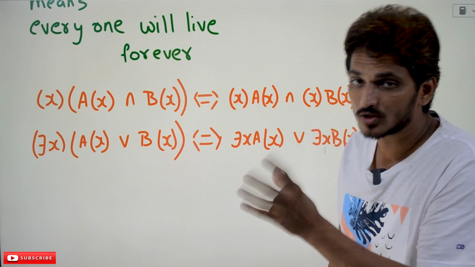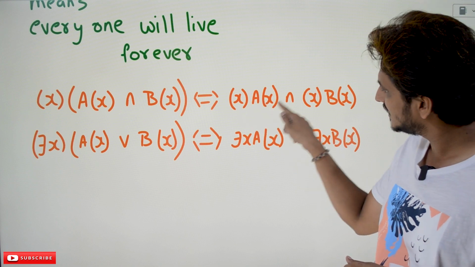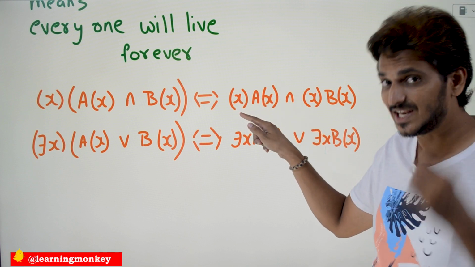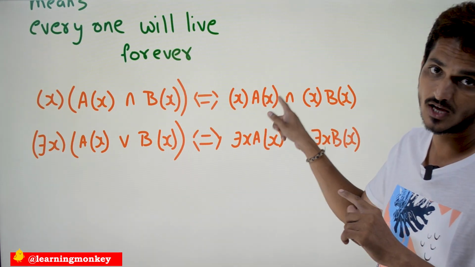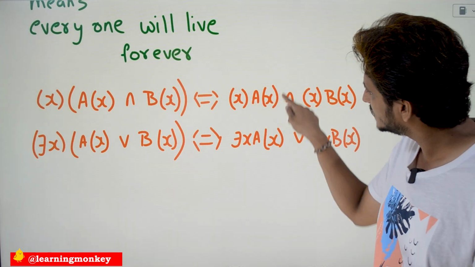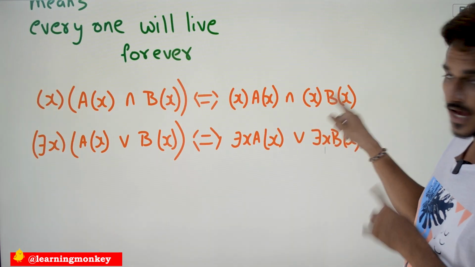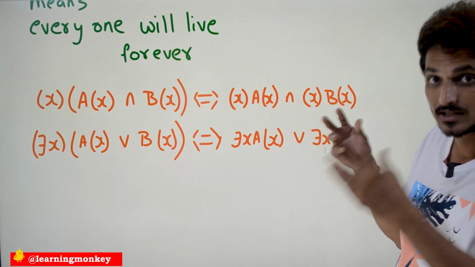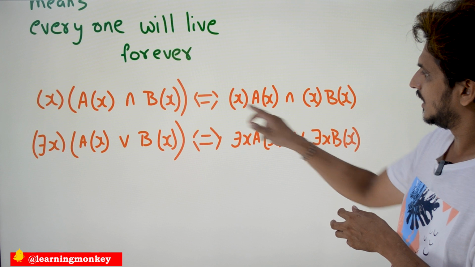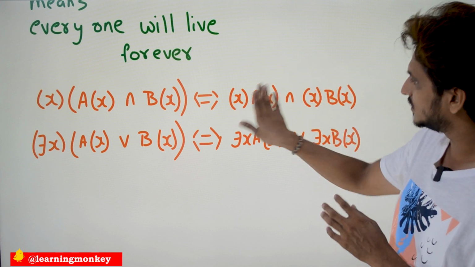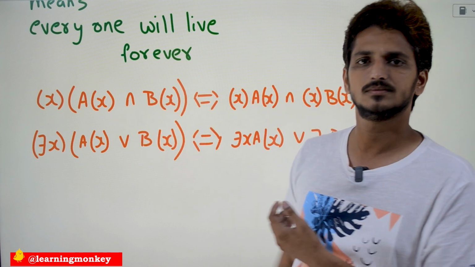The same meaning you are going to get here also. For all x A of x: if you take any x, it has to satisfy A of x for all the x, then only this equation is going to be true. And for all x B of x means you take any x, it has to satisfy B of x, then only this entire equation is going to be true. This entire equation is going to be true if this is true and this is true. Same as this.